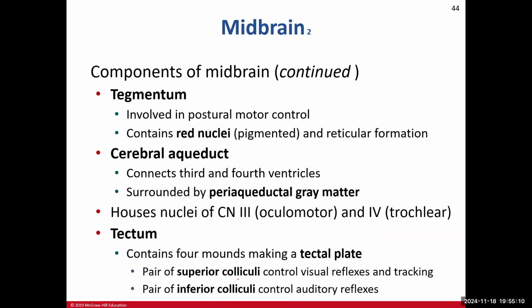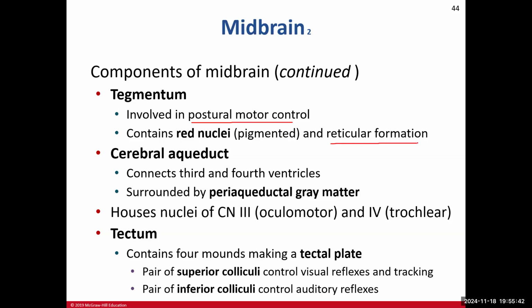Moving on, we have the tegmentum, the cerebral aqueduct, which we already talked about when we were labeling the ventricles, and then we have this other structure called the tectum. The tegmentum, and we'll talk more about this in the chapter, is where postural motor control is involved. You have two structures here called the red nuclei and the reticular formation. The reticular formation has a lot to do with muscle tone.